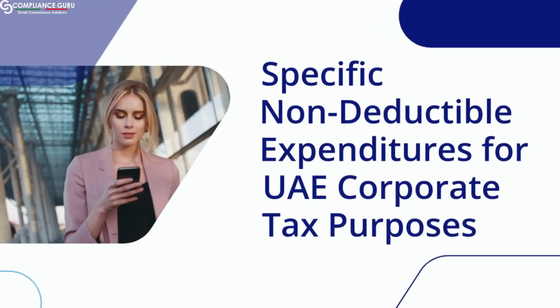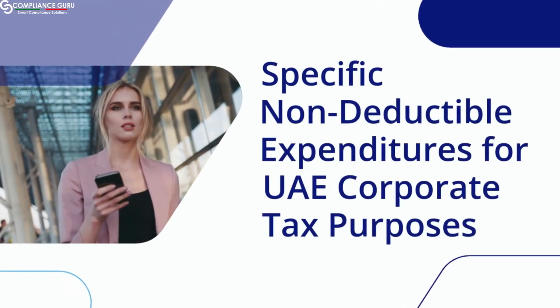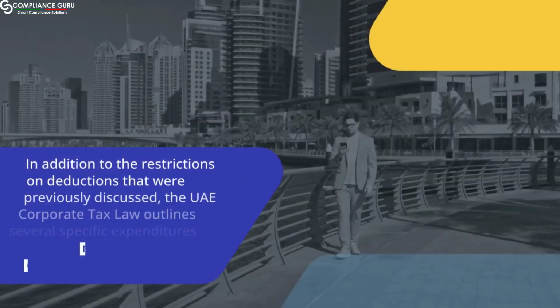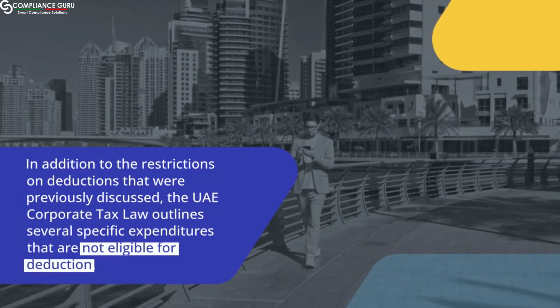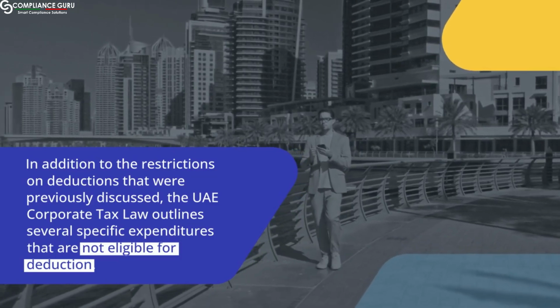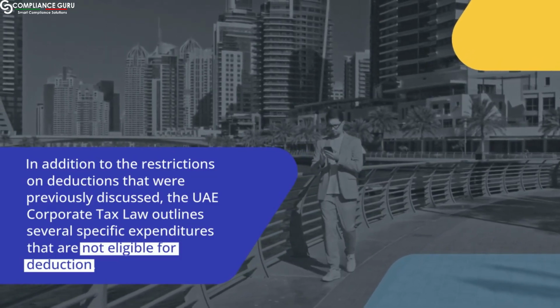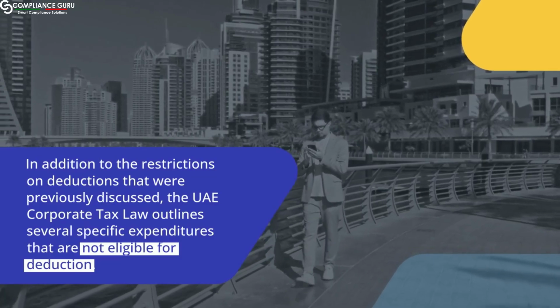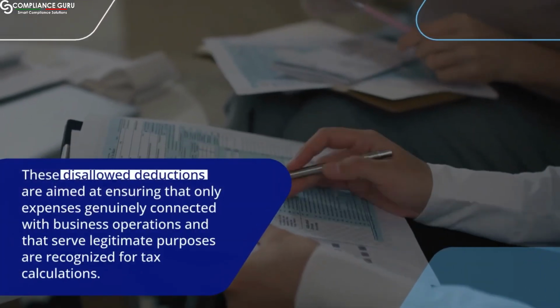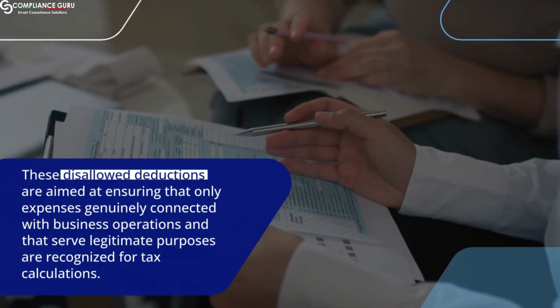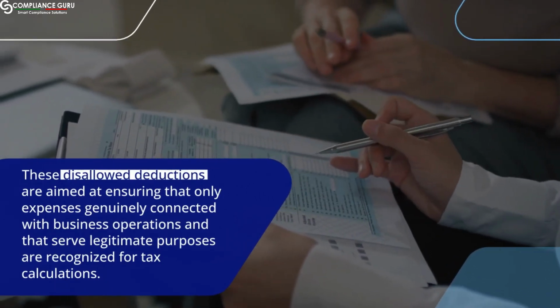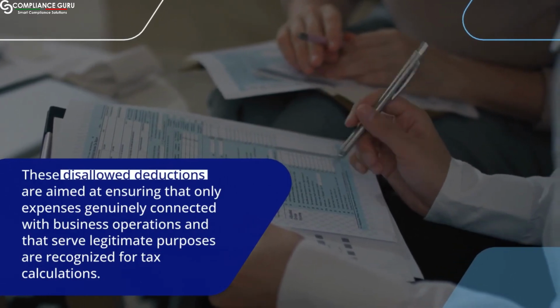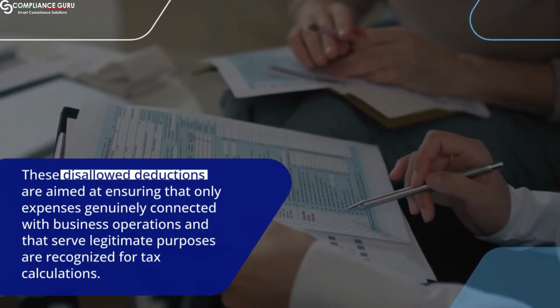Specific non-deductible expenditures for UAE corporate tax purposes. In addition to the restrictions on deductions that were previously discussed, the UAE corporate tax law outlines several specific expenditures that are not eligible for deduction. These disallowed deductions are aimed at ensuring that only expenses genuinely connected with business operations and that serve legitimate purposes are recognized for tax calculations.